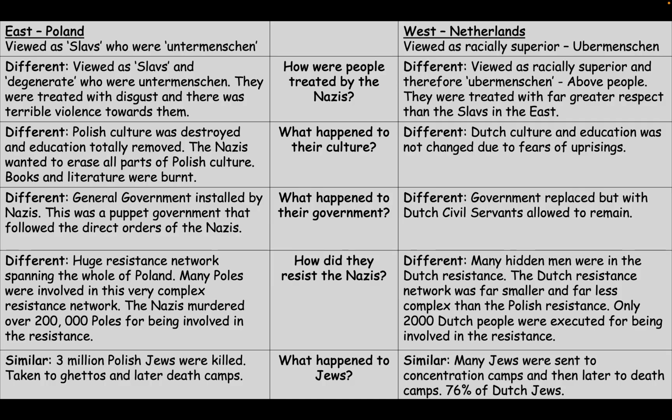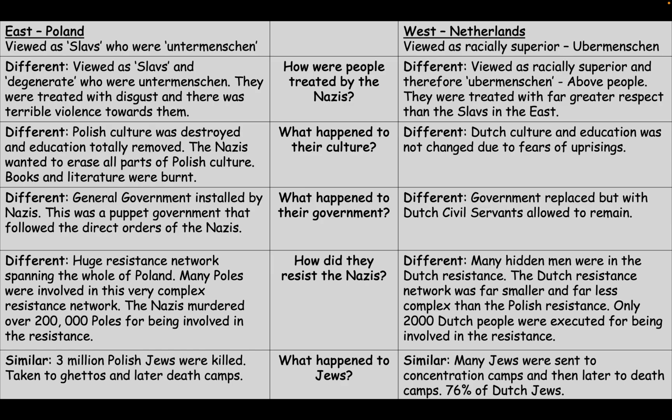In Poland, there was a huge resistance network, and it spanned the whole of Poland. Many Poles were involved in a very, very complex resistance network. And as a result, whereas the Nazis executed 2,000 Dutch, they executed around 200,000 Poles.